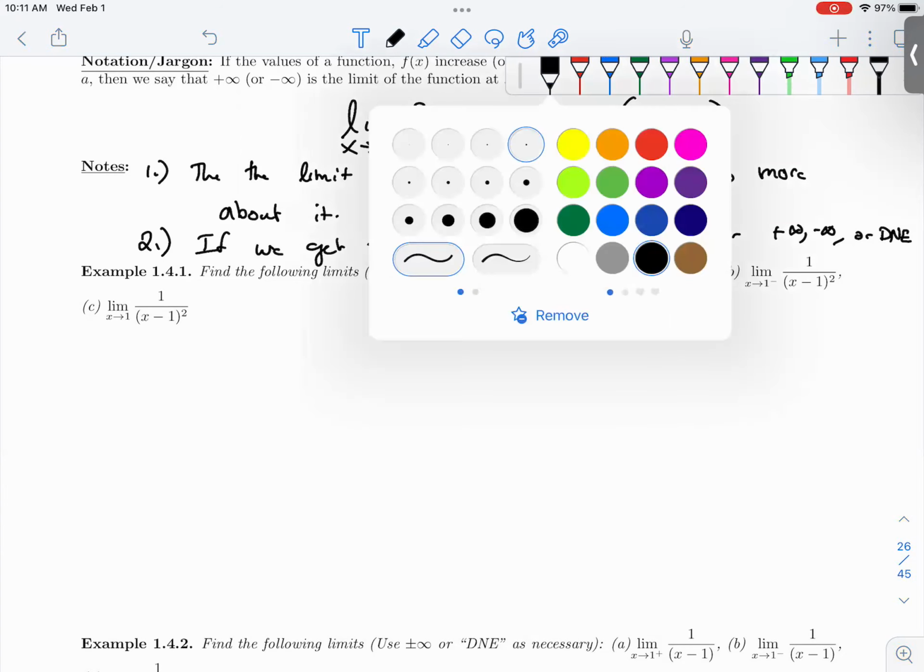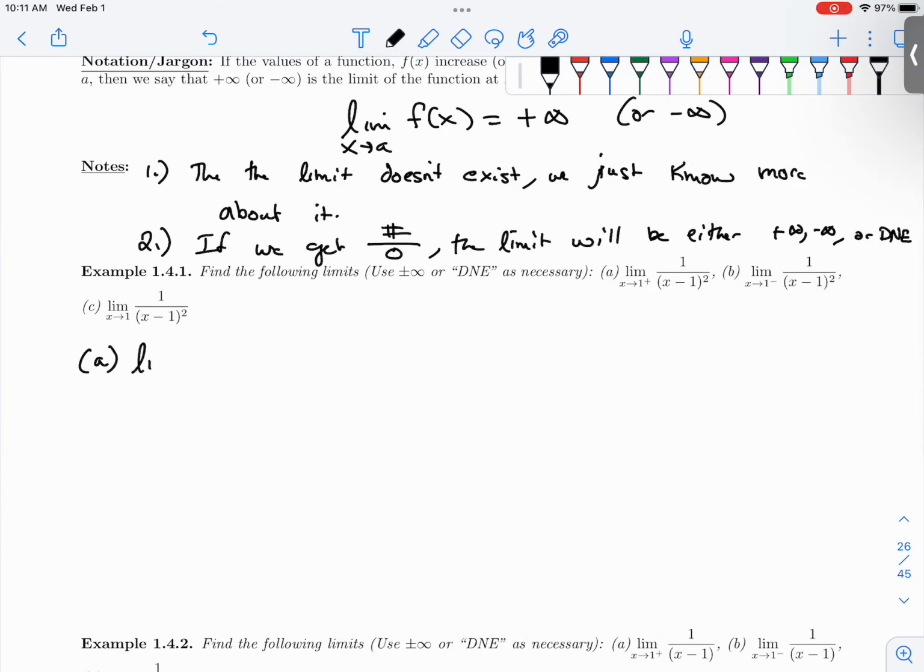So let's go ahead and start with part A. The limit as x approaches 1 from the right of 1 over x minus 1 squared. As with any limit, we should always try to plug in the number and see what we get. But of course, you're going to see we get 1 over 0. Oh no. It does not work. But this is not 0 over 0, because there are no variables in the numerator, so we can't cancel any factors.